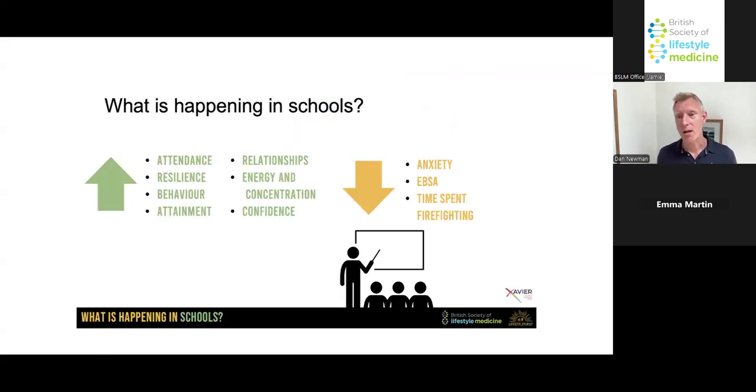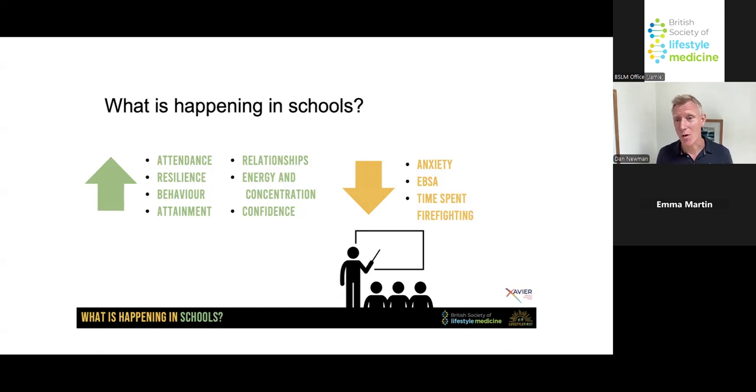So if we start by asking why do we need this? Schools are struggling. Lots of them are finding that attendance is dropping. They're noticing that behaviour is becoming more challenging. Attainment levels is obviously where their focus is, but they're finding it harder to actually teach quality lessons.